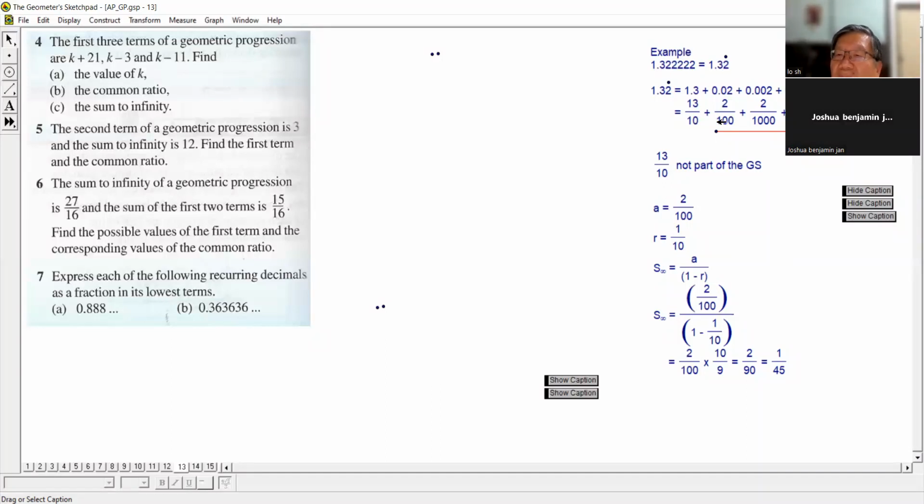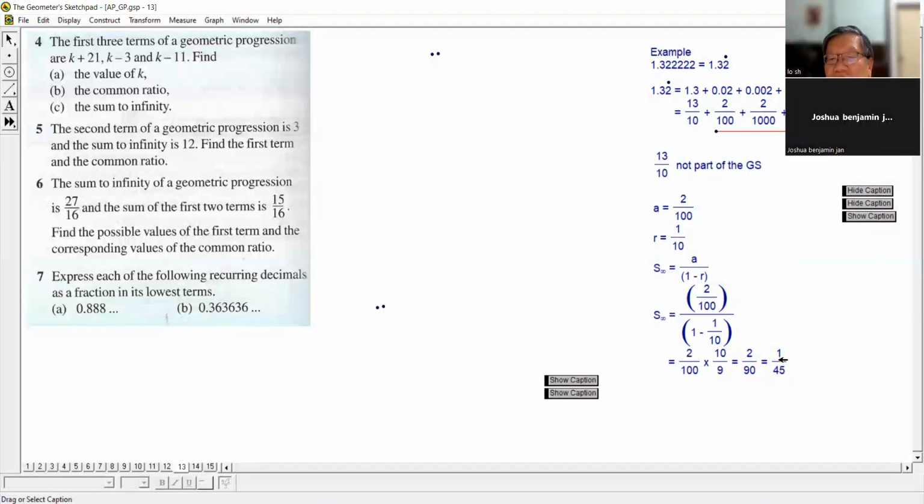Now, if I want to find the sum of all the numbers, I use the formula S infinity. I substitute in a, 2 over 100, and I substitute in r, 1 over 10. Use your calculator and you will have the top as 2 over 100, and the bottom is 1 minus 1 over 10, which is 9 over 10. So you multiply together, and the answer is 1 over 45.